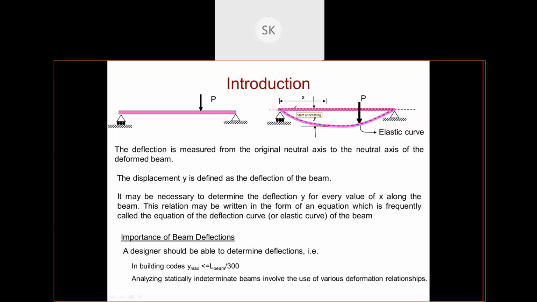Deflection has a definition which says that it is the vertical distance of the beam measured before and after loading. It is a vertical distance which is measured before and after loading. So before loading it was zero deflection, and after loading it has some deflection. There is one more word called slope.